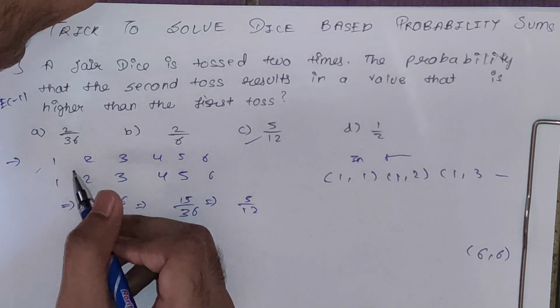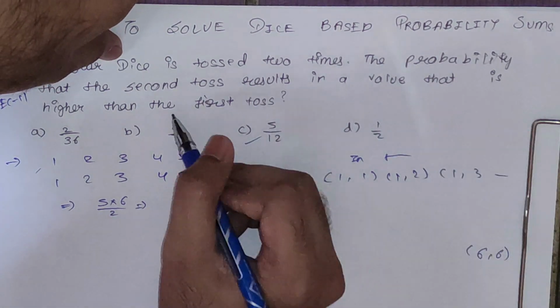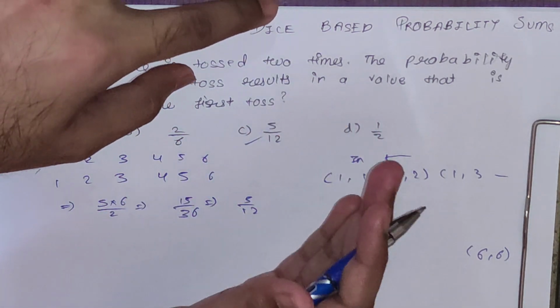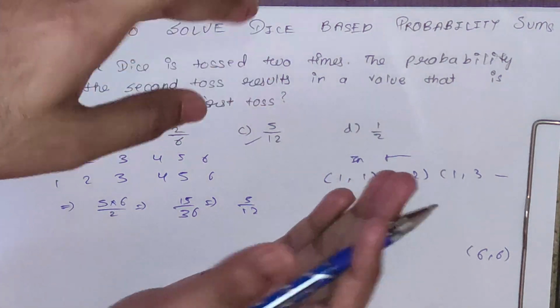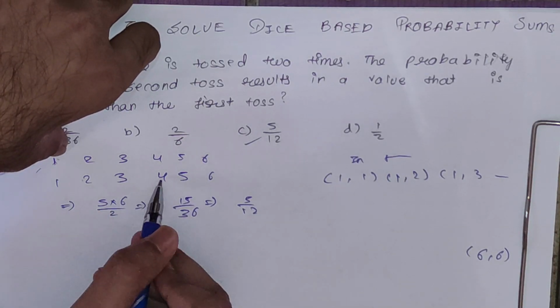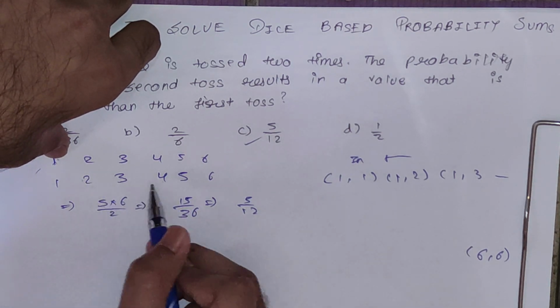Now the question was to find the probability that the second toss results in a value that is higher than the first toss. So here we are going to count the number of ways we are achieving a second dice value greater than the first dice value. We can see 1 2 is higher, 1 3 is higher, 1 4 is higher, 1 5 is higher, 1 6 is higher. So for 1 you can see we have 5 ways.